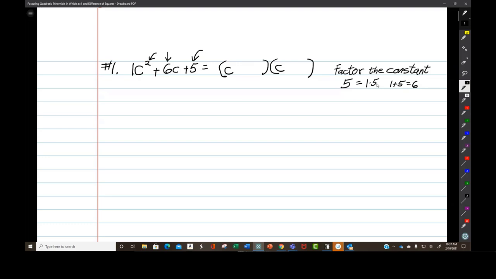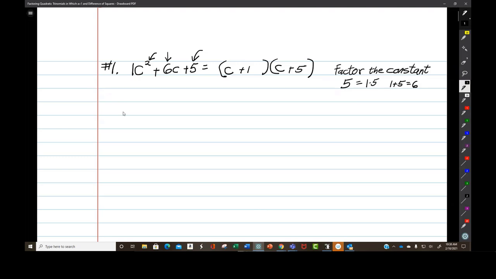This is a positive 1 and a positive 5, so I write plus 1 and plus 5, and I'm done. Except, of course, I should always check. But do you see how easy that is? All because the leading coefficient is positive 1.